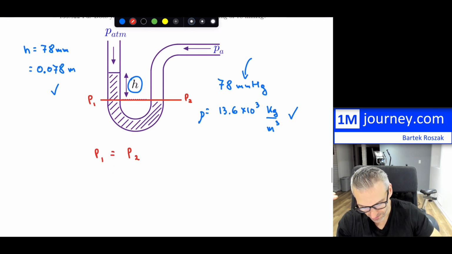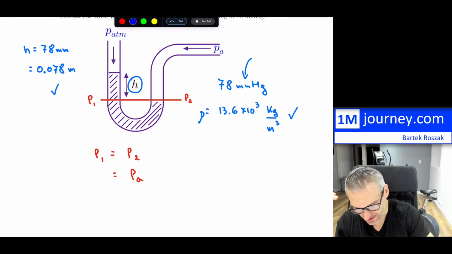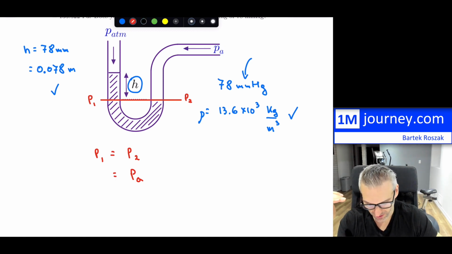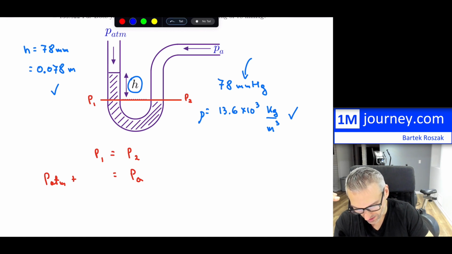Now, what happens is that P2, as you can see there, is the PA, so it's almost like the absolute pressure. That's this pressure right here. That's the only pressure you have because this is the top of the fluid. But on the left-hand side, you have the atmospheric pressure coming from above plus the pressure which is going to come from the fluid itself at this particular height.